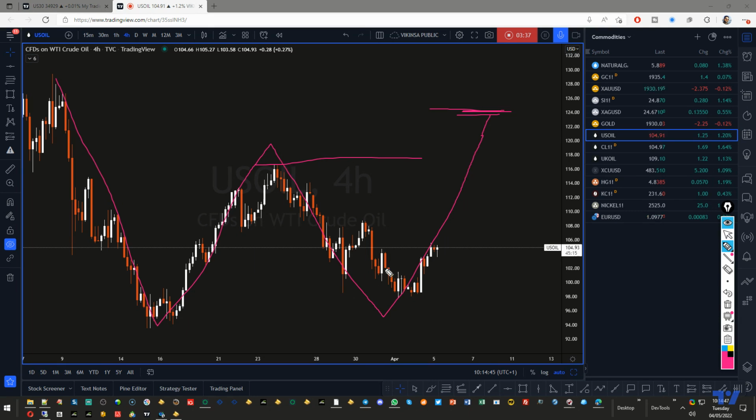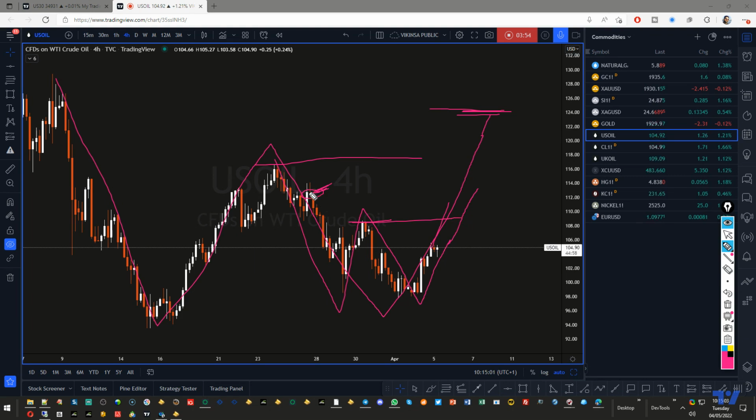Then in this structure, we have another W pattern forming, which is like this. So if the midpoint is broken, then we are looking for movement into this area, somewhere around here near about 112. We have a gap available here around 112. So the market can reach that, but the midpoint has to be broken.